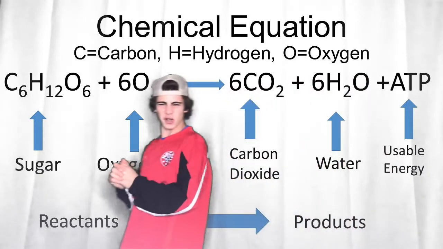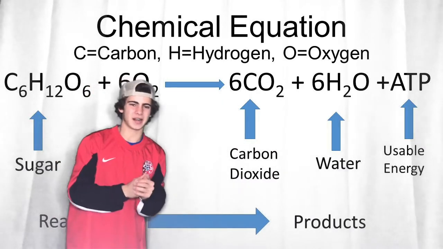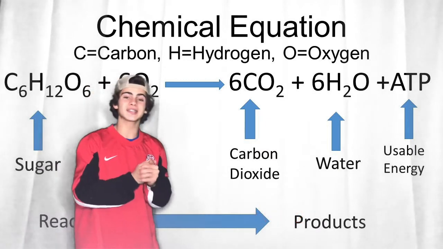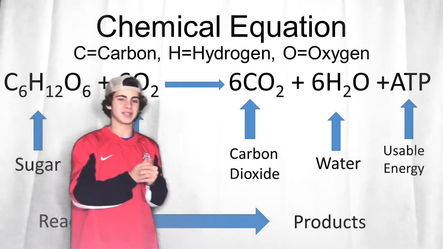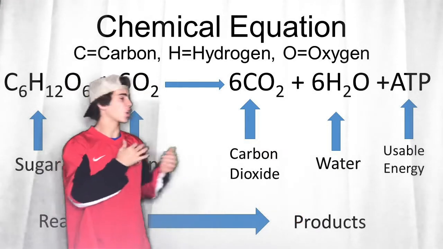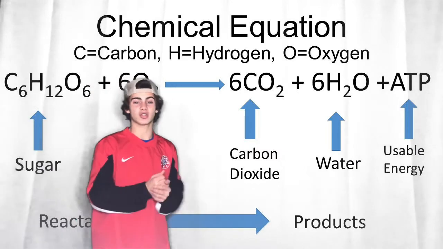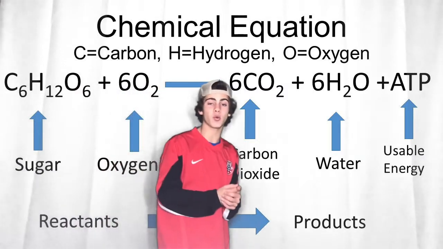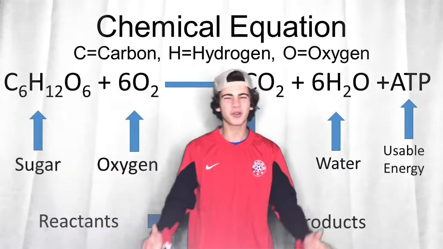Let's come on over here and check out the products on this side. So on this side we have 6CO2 plus 6H2O plus your ATP. That's your carbon dioxide, your water, and your energy right there. And as I said, those are the products. So that is the chemical equation for cellular respiration. How cool is that?